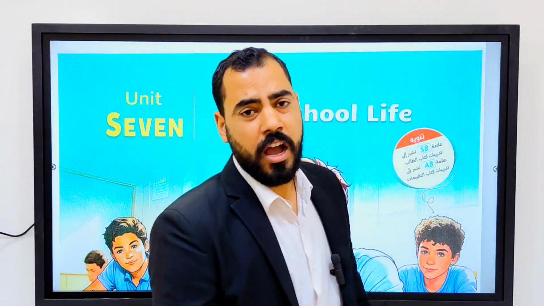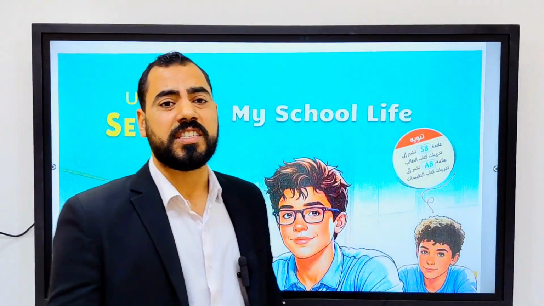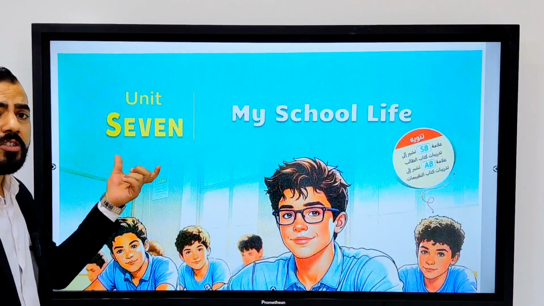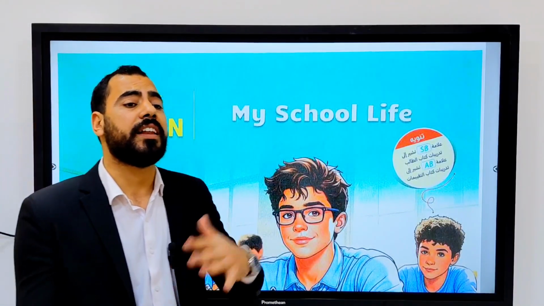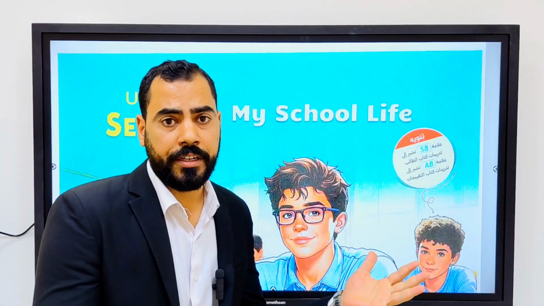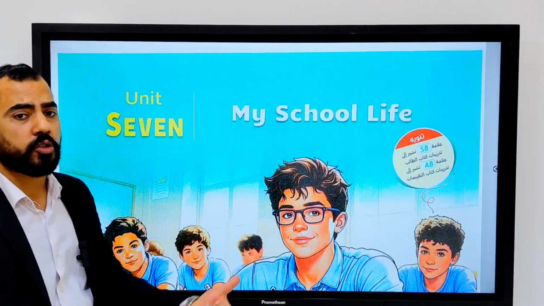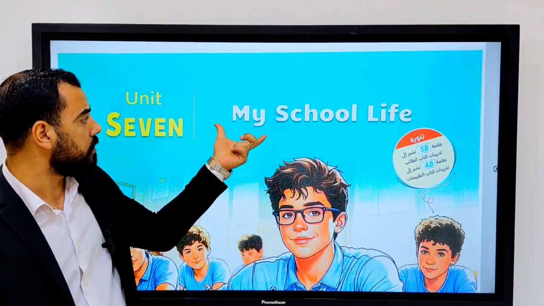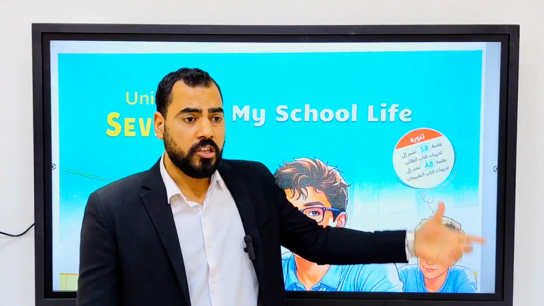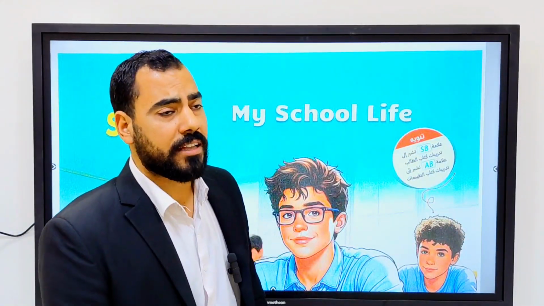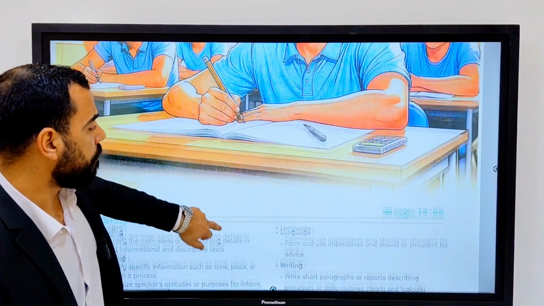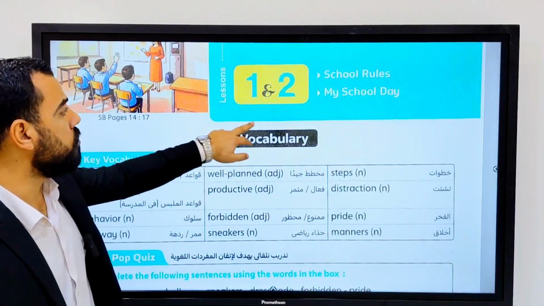Welcome, middle 2. Okay, now is our first session in the second term. Unit 7 is the first unit in the second term because we have studied 6 units in the first one. Unit 7 is entitled My School Life. So let's talk about what happens at school every day. Lessons 1 and 2.